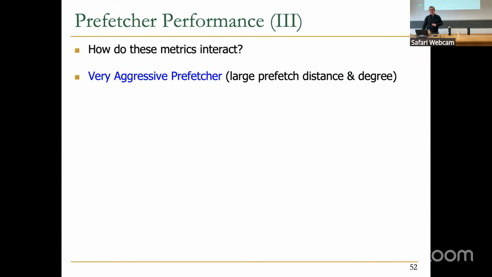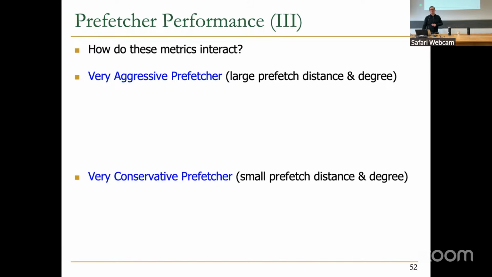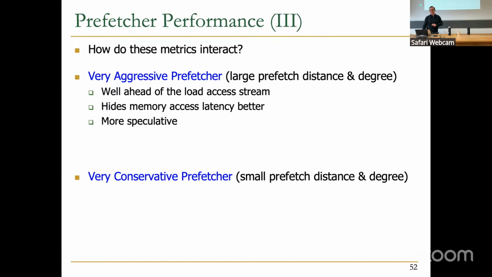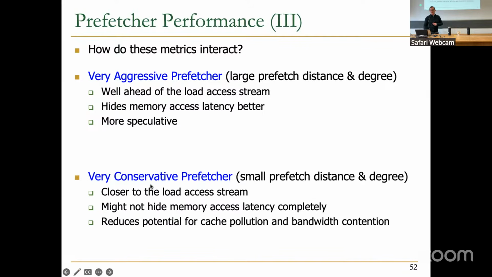A very aggressive prefetcher can have a large prefetch distance and degree. A very conservative prefetcher, small prefetch distance and degree. As a result, a very aggressive prefetcher would be well ahead of the load access stream, which hides the memory latency better. It will be more timely, but it will be more speculative also. Whereas a very conservative prefetcher is closer to the access stream. It may not hide the memory access latency completely. And being very conservative clearly reduces the potential for wasted bandwidth and also polluted caches.